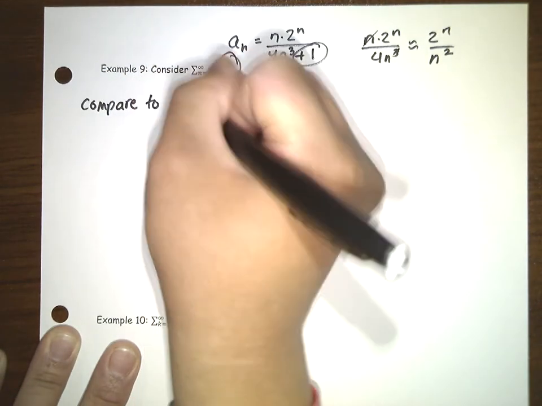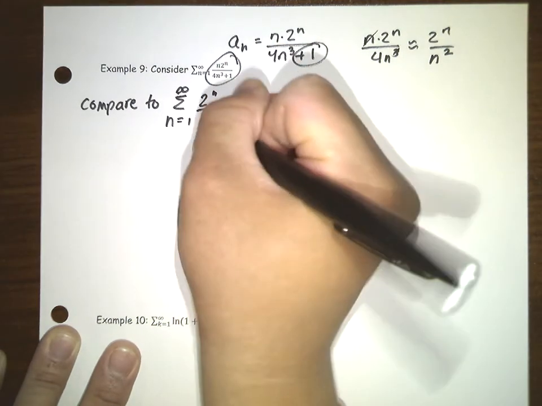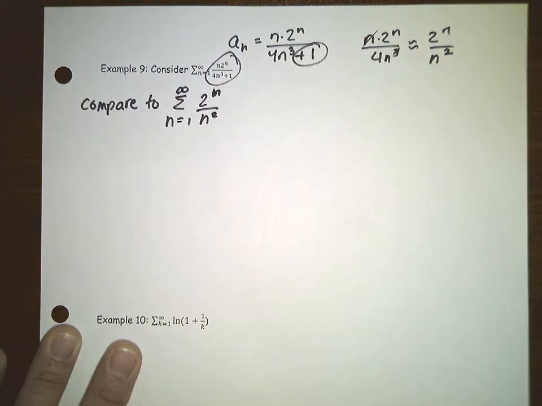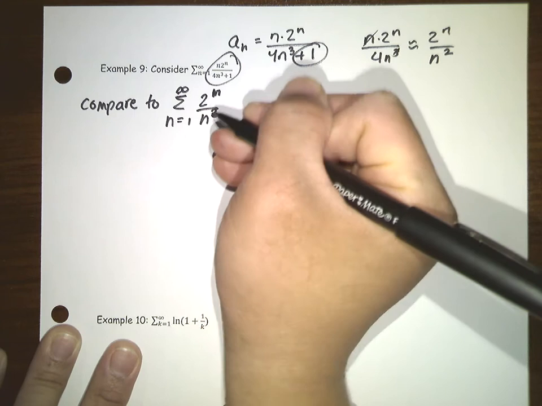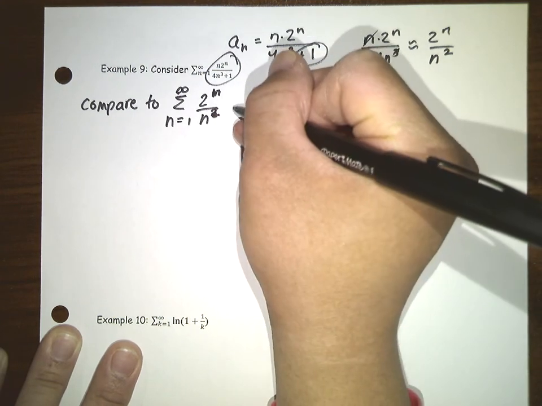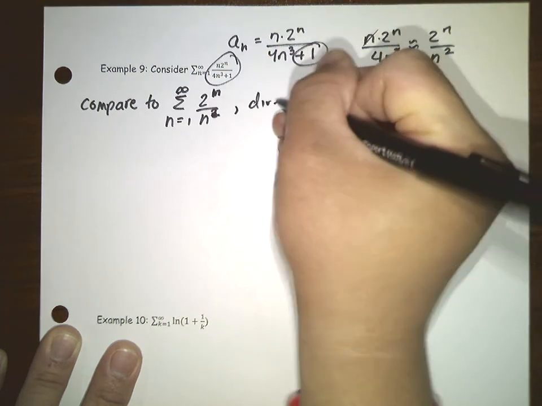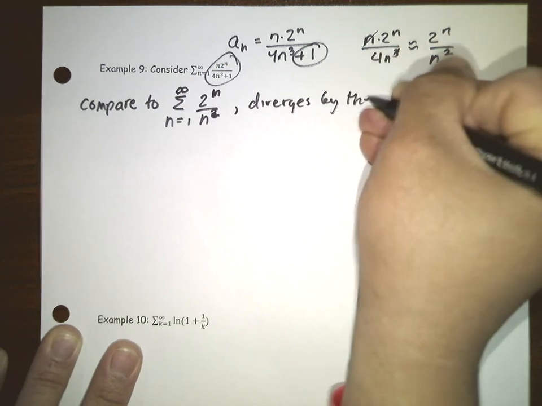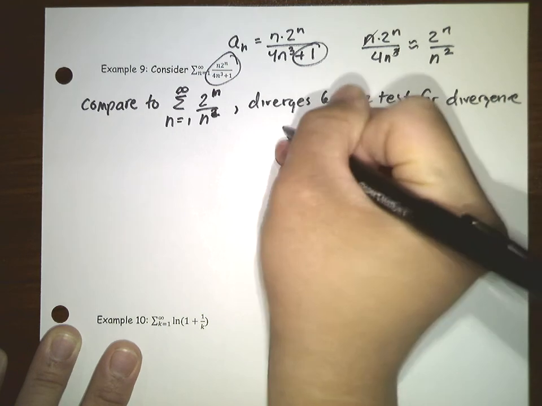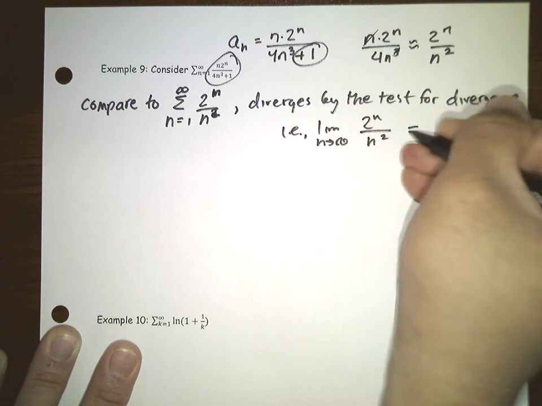So I'm going to compare this to the sum n equals 1 to infinity of 2 to the n over n squared. This is not a p-series or a geometric series, but it is divergent by the test for divergence. In other words, the limit as n goes to infinity of 2 to the n over n squared does not equal 0.